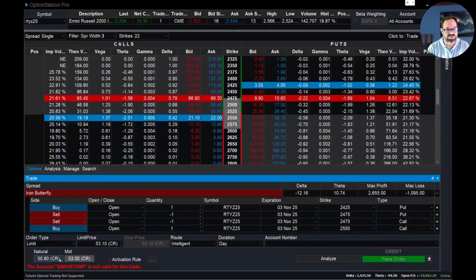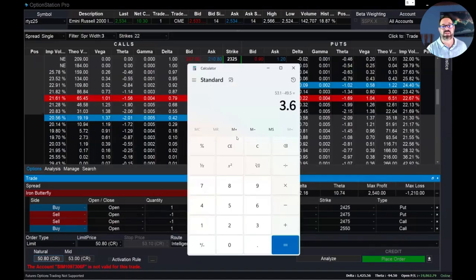Oh, actually, I didn't do the natural price, did I? I did the mid price. So actually, it's about the same in that case, because right now it's 50.80, but I got in at 49.50, so $1.30. So they're roughly the same amount of profit right now.